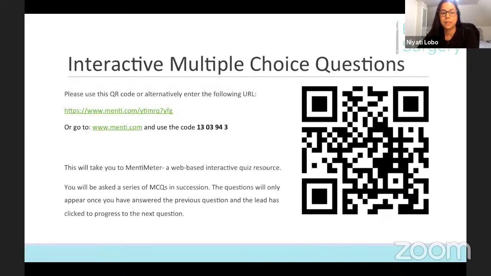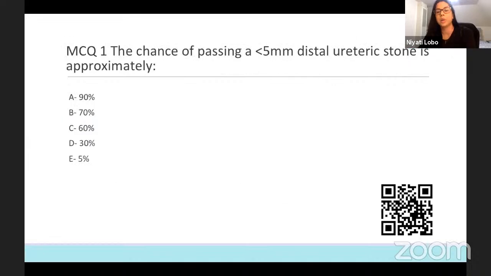So these are your MCQs coming up, and as Ratija said, that is your QR code, so you can participate via Mentimeter using this code. So if everyone's ready, this is the first question. The chance of passing a less than 5 millimeter distal ureteric stone is approximately, I'll give you a couple of seconds to answer.